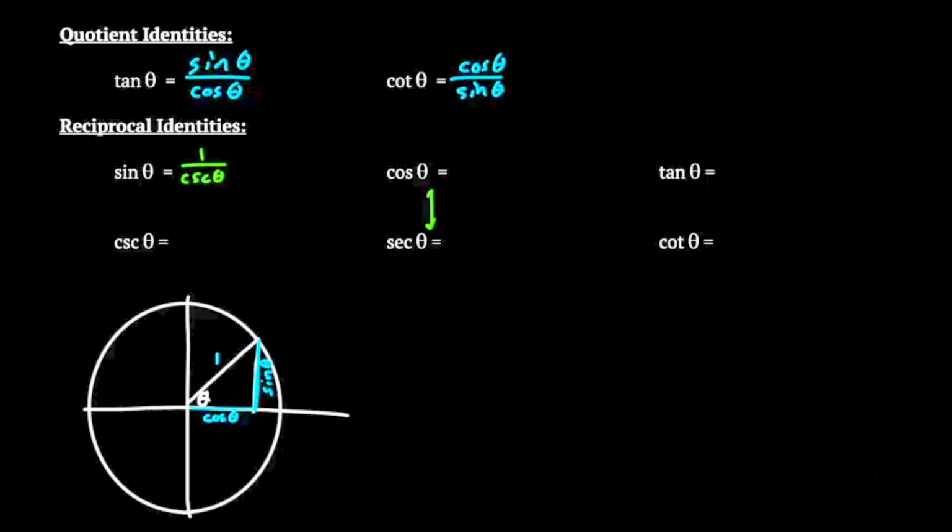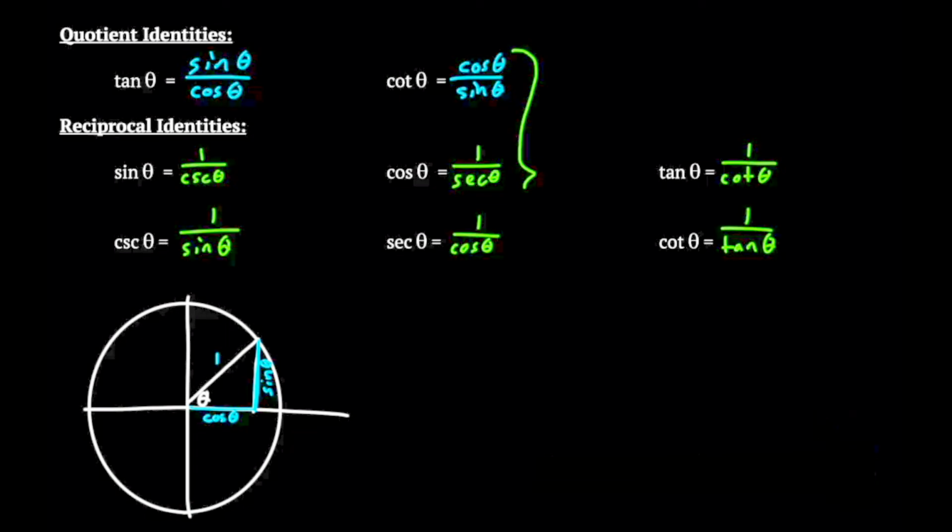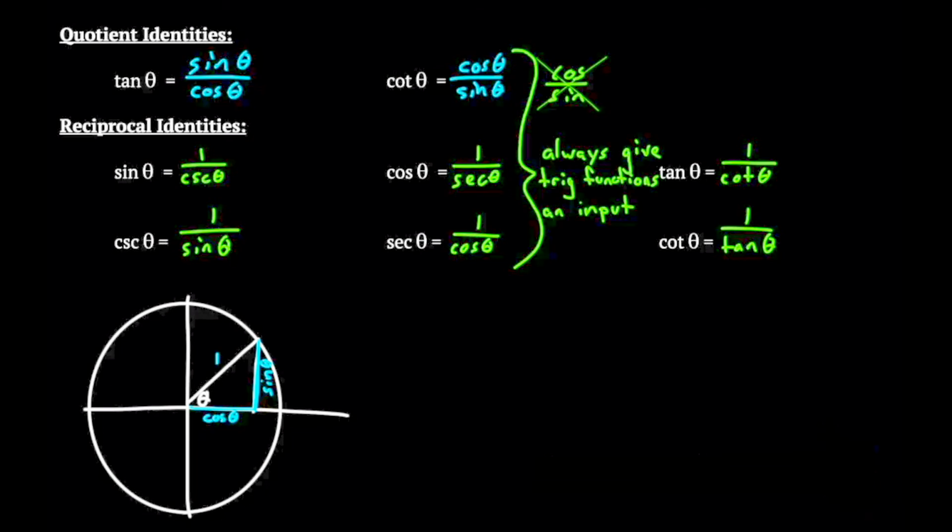Cosine and secant are reciprocals, so I'll write cosine as 1 over secant of theta, and tangent would be the reciprocal of cotangent. And notice how every time I write a trig function, I'm always writing an input with it. I'm always writing like cosine of theta. I never just write cosine over sine. And I know it's easy to just be lazy and fall into this habit, but don't write trig functions like that. Make sure you're always writing some kind of input like theta or x.